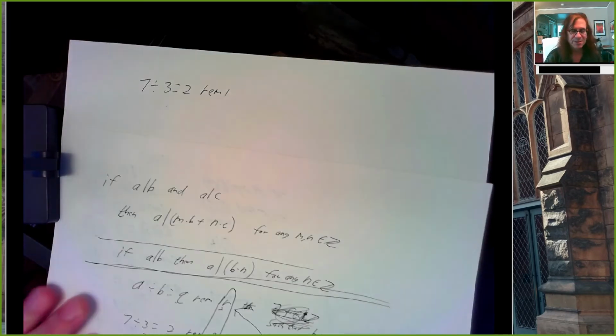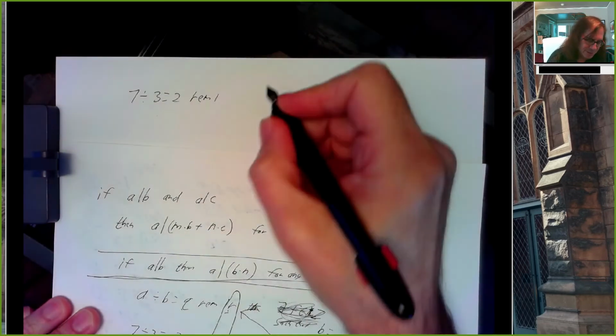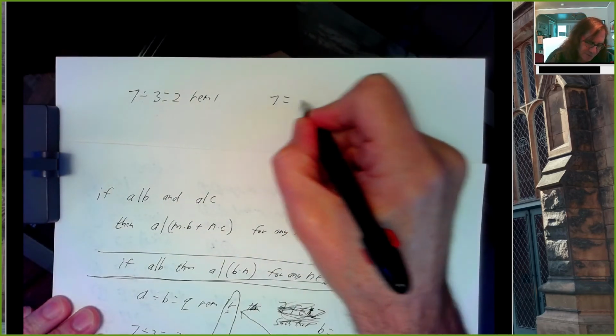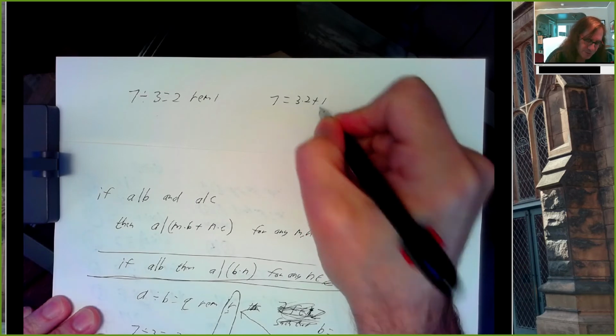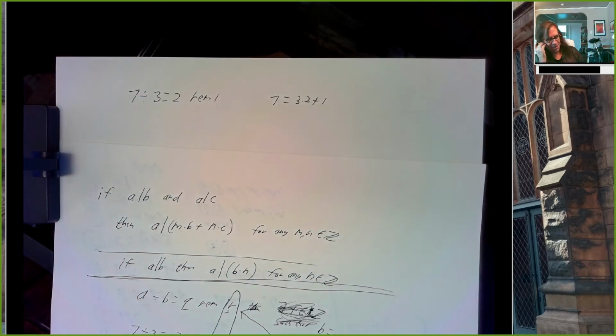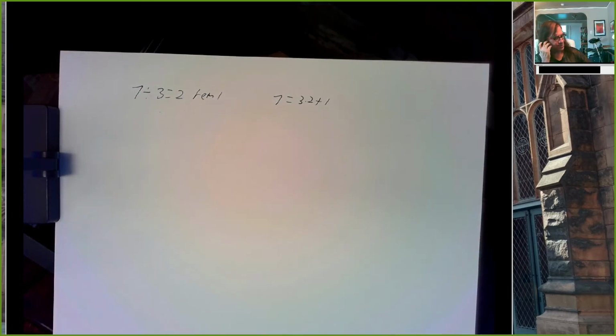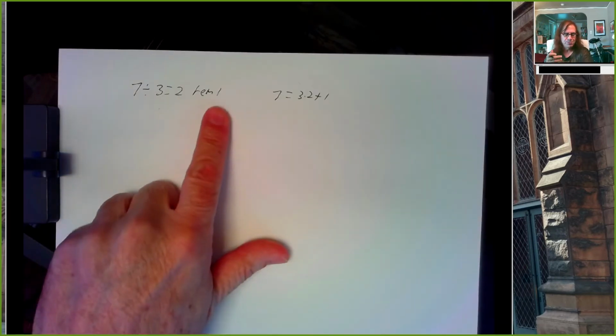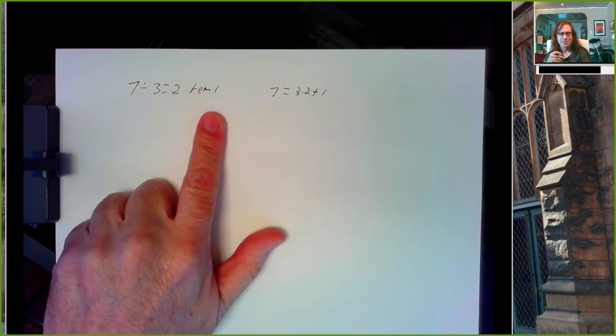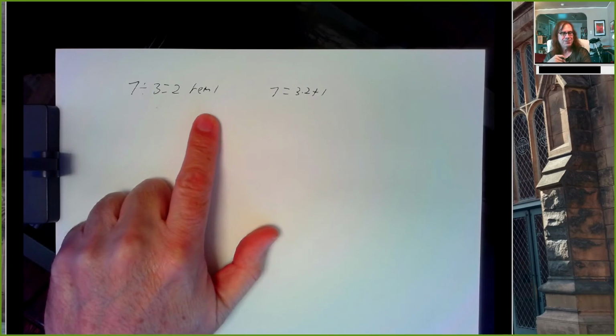So 7 divided by 3 is 2 with 1 left over, which means 7 equals 3 times 2 plus 1. And if an elementary school teacher asks you, what's the remainder when you take 7 and divide it by 3, the correct answer is 1. Right? That gets you the gold star on your paper. But there are other answers that are possible.